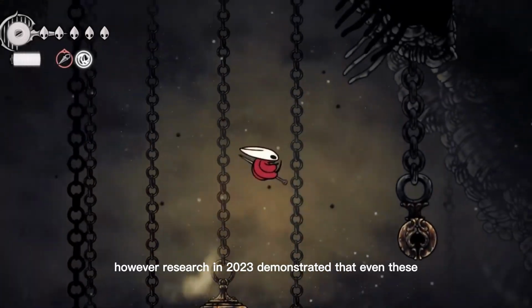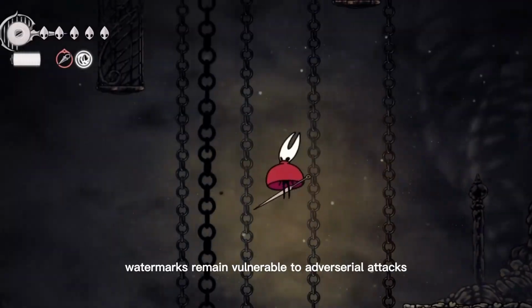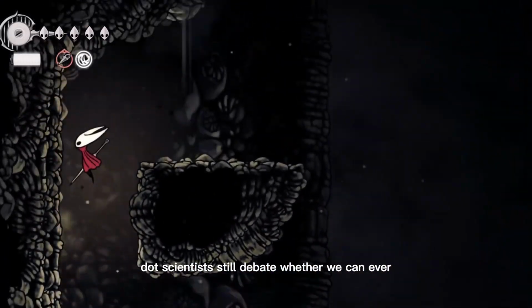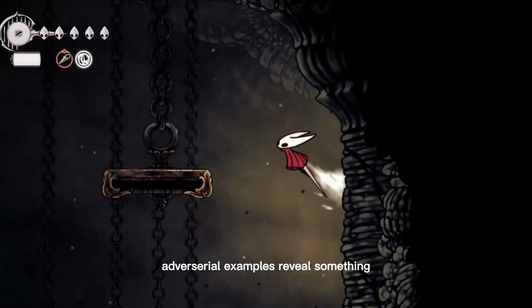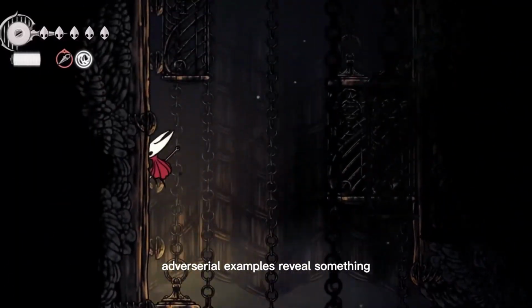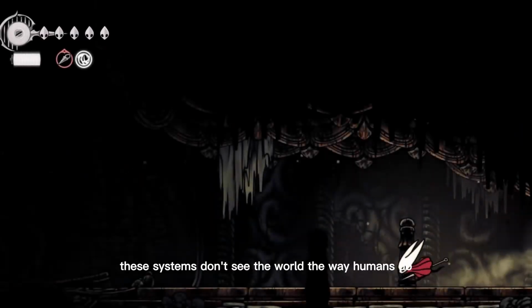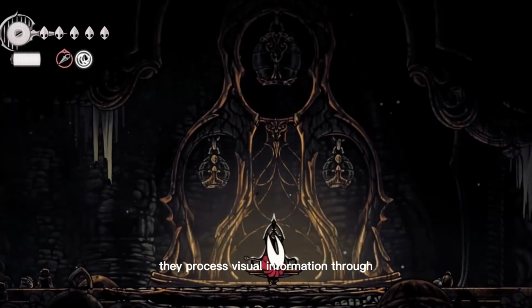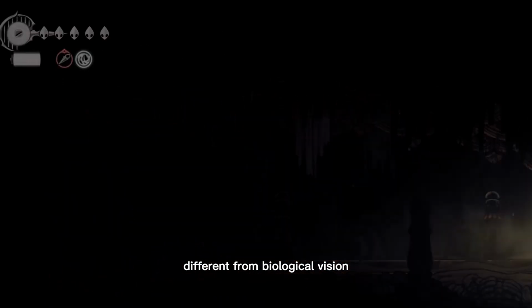However, research in 2023 demonstrated that even these watermarks remain vulnerable to adversarial attacks. Scientists still debate whether we can ever fully secure AI vision systems. Adversarial examples reveal something profound about artificial intelligence. These systems don't see the world the way humans do. They process visual information through mathematical transformations that remain fundamentally different from biological vision.